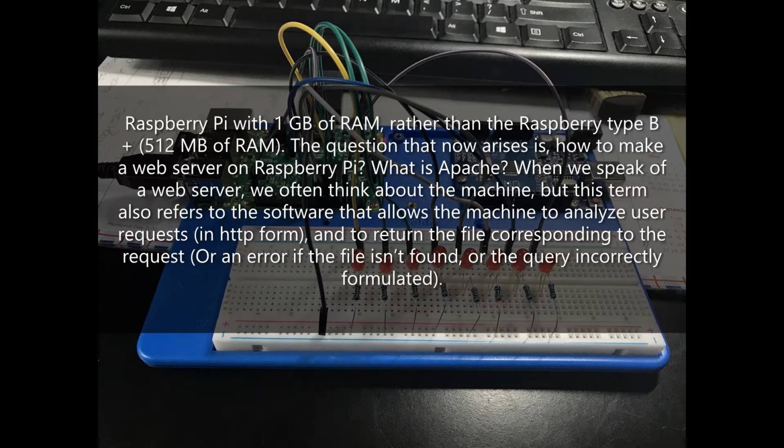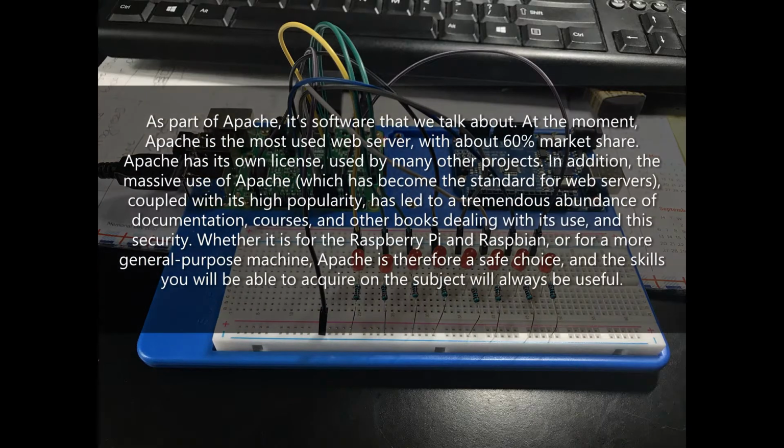What is Apache? When we speak of a web server, we often think about the machine, but this term also refers to the software that allows the machine to analyze user requests in HTTP form and to return the file corresponding to the request, or an error if the file isn't found or the query is incorrectly formulated. In the case of Apache, it's the software that we talk about. At the moment, Apache is the most used web server, with about 60% market share. Apache has its own license used by other projects.